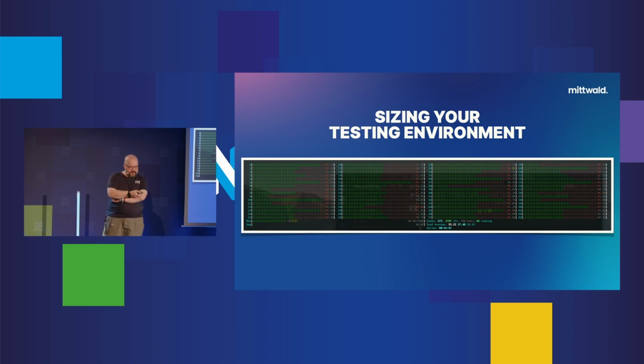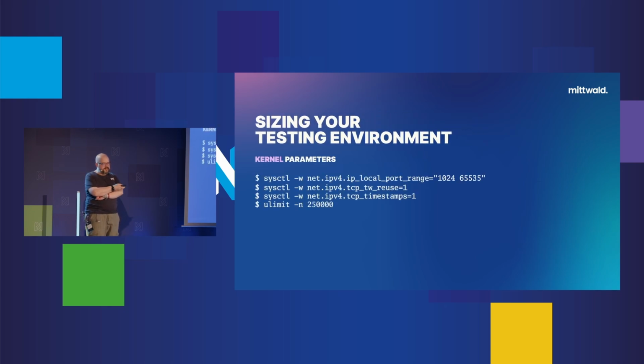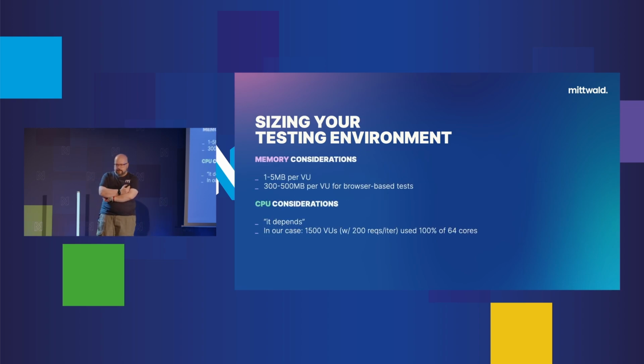So if you're doing this on a high scale, there are kernel parameters that you need to set, like, for example, port ranges and connection reuse and whatnot. Those can quickly become a limit. You need to think about memory. If you're doing protocol level tests, K6 is really efficient, and they tell you to assume like 1 to 5 megabytes per virtual user. So if you have a beefy machine, you can easily handle thousands of those. When you're doing browser-based tests, obviously not.